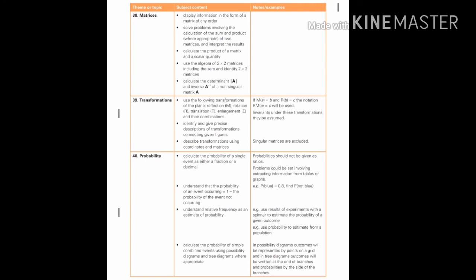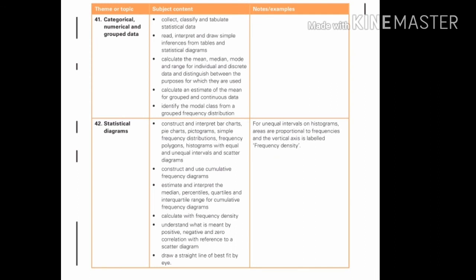Chapter number 41 includes categorical, numerical and grouped data, which includes collect, classify, and tabulate statistical data, read, interpret, and draw simple inferences from tables and statistical diagrams. Calculate the mean, median, mode, and range for individual and discrete data and distinguish between the purposes for which they are used. Calculate an estimate of the mean for grouped and continuous data. Identify the modal class from a grouped frequency distribution.